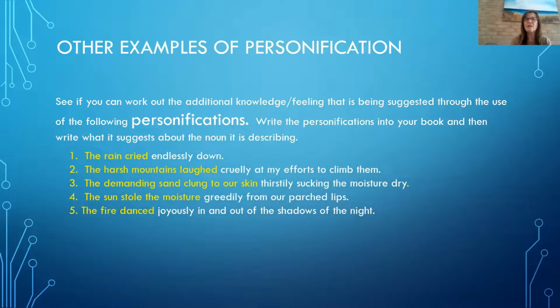The rain cried endlessly down. What does that suggest, that the rain cried? It suggests the image of teardrops falling down. Maybe it was falling down a window. What else does it tell us? I don't know, sadness, I suppose. It adds a feeling of sadness. So maybe I'd put that in brackets too.